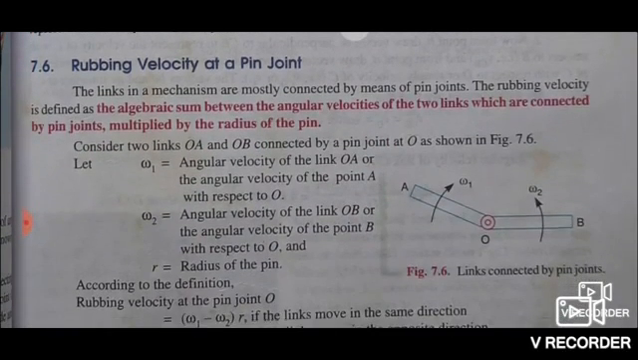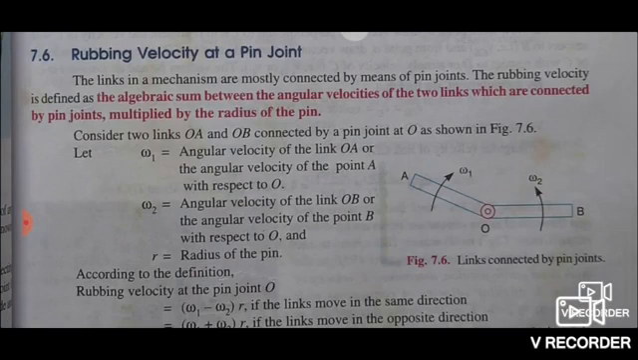Next, rubbing velocity at a pin joint. The links in the mechanism are mostly connected by means of pin joints. The rubbing velocity is defined as the algebraic sum between the angular velocities of two links which are connected by a pin joint, multiplied by the radius of the pin.